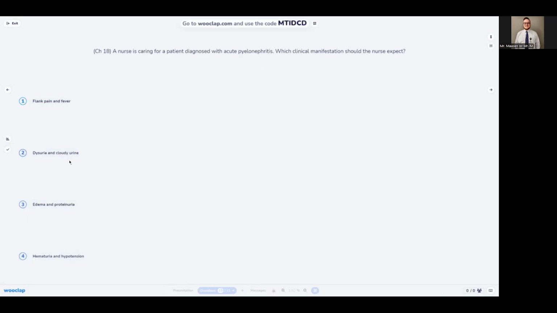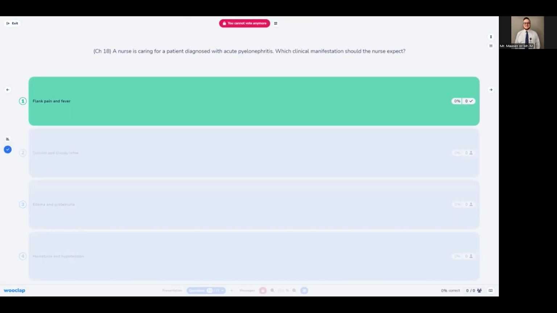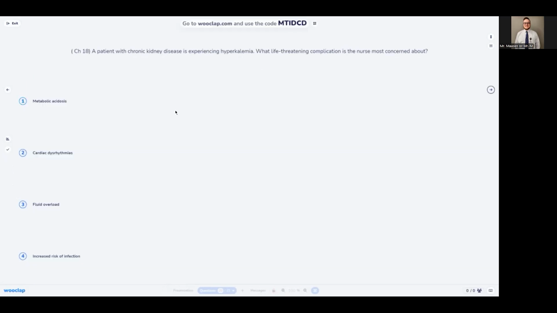So dysuria and cloudy urine would definitely be more a urinary tract infection with cystitis. Edema and proteinuria, that's more talking about nephrotic syndrome. And hematuria with hypotension isn't really talking about anything. They'd have hematuria and hypertension with glomerulonephritis. So the only one that makes any sense is that pyelonephritis is going to be flank pain.